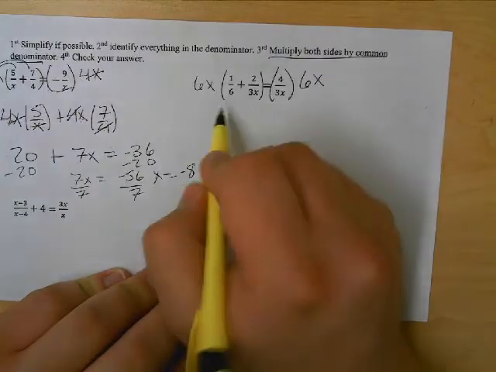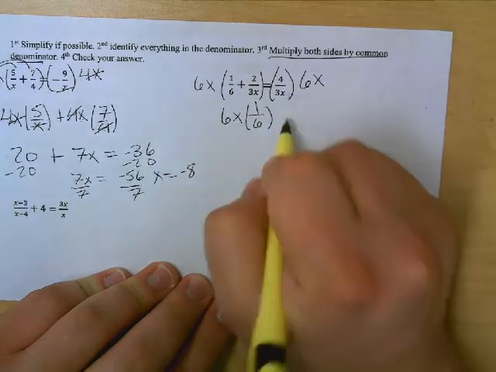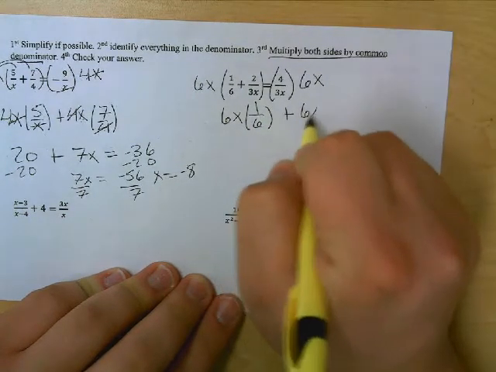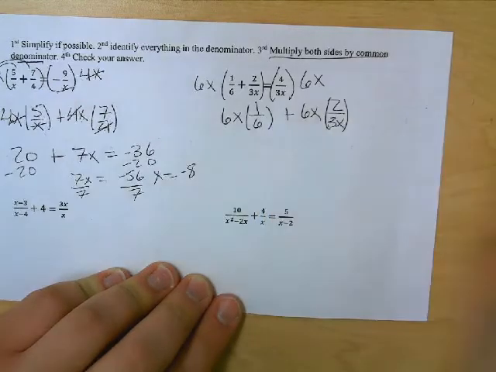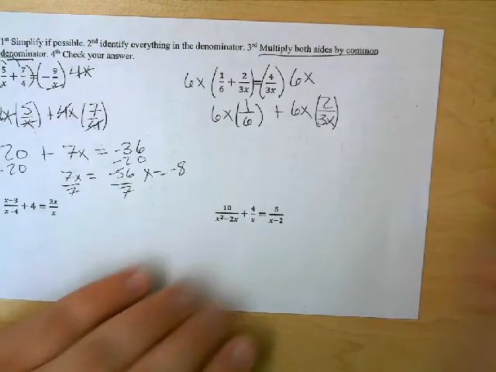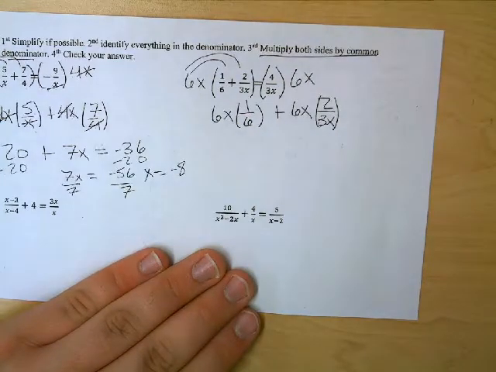So now that's just going to be 6x times 1 over 6 plus 6x times 2 over 3x. Each thing in the problem is multiplied by 6x, because we distribute the 6x. Okay? Yep.